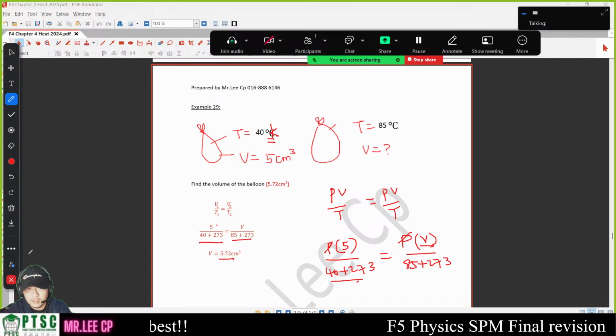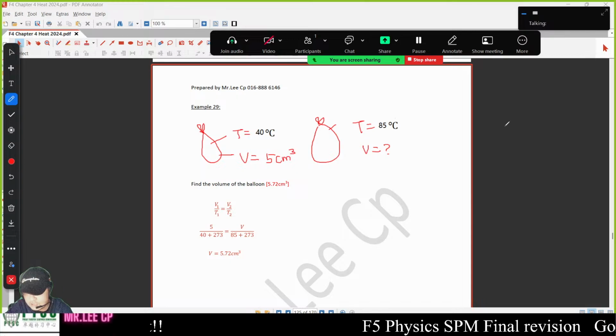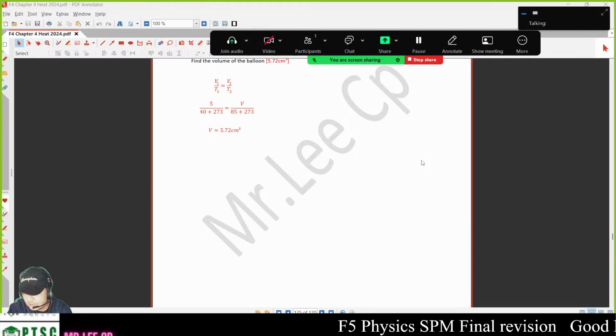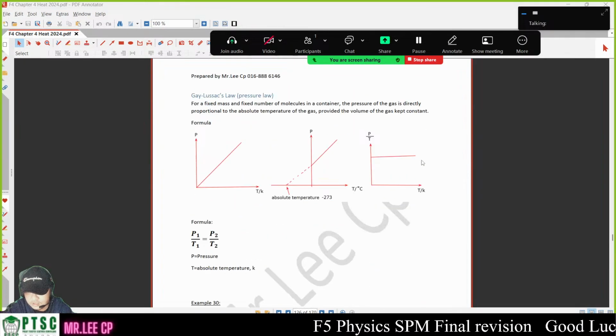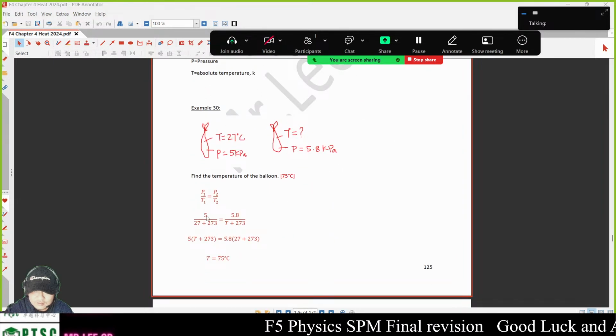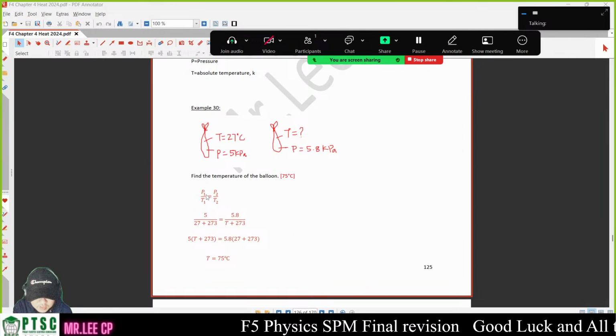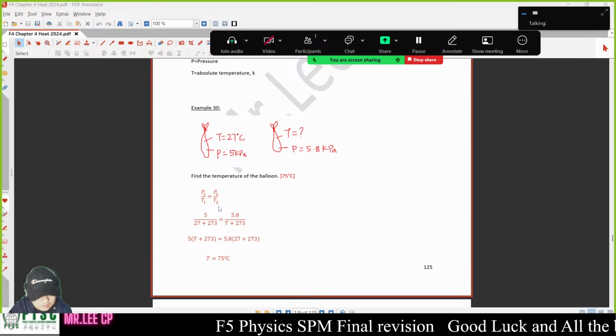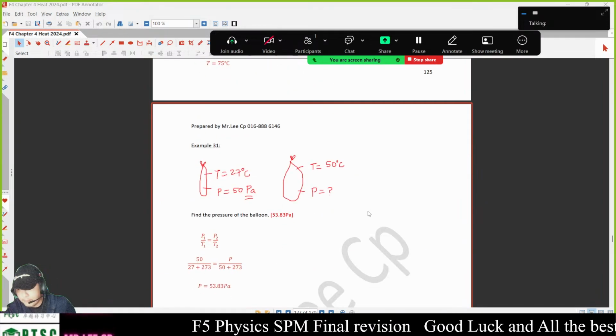I don't care whether it is Boyle's law or Charles' law, I don't care which law. You can just use one formula in the objective. But in structural or essay questions, please write it properly like this: P1 over T1 equals P2 over T2. Write it properly.